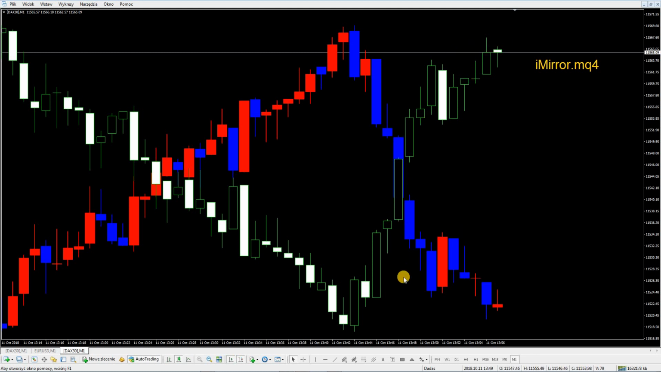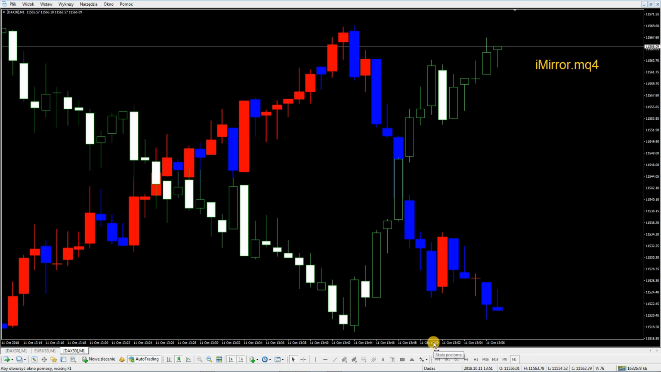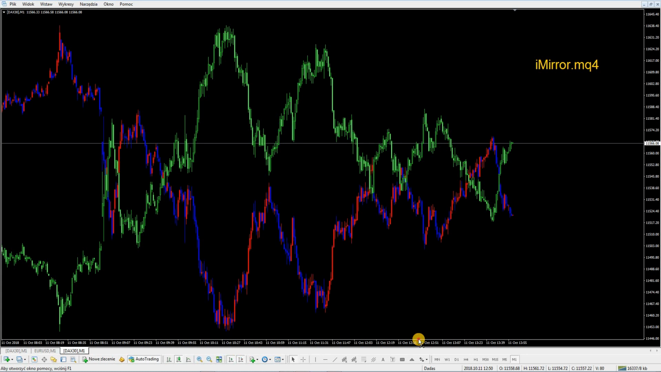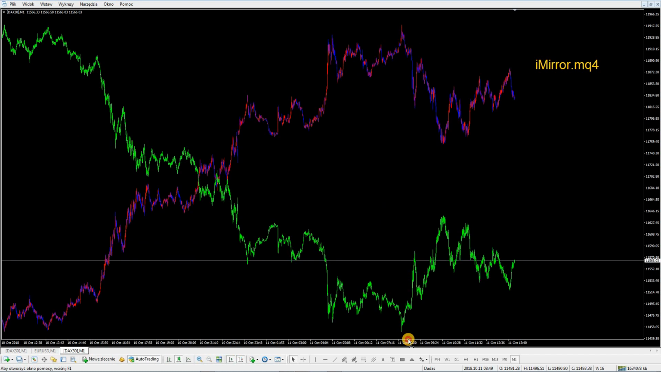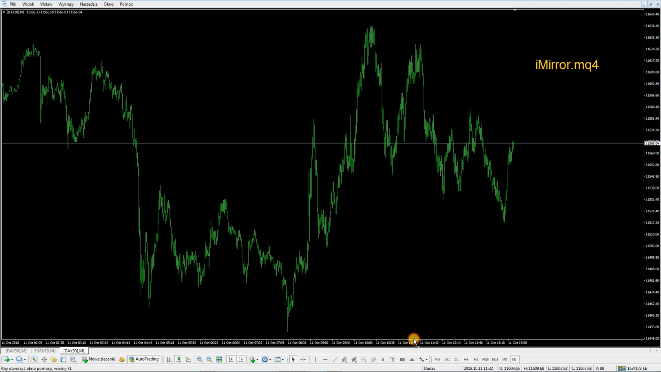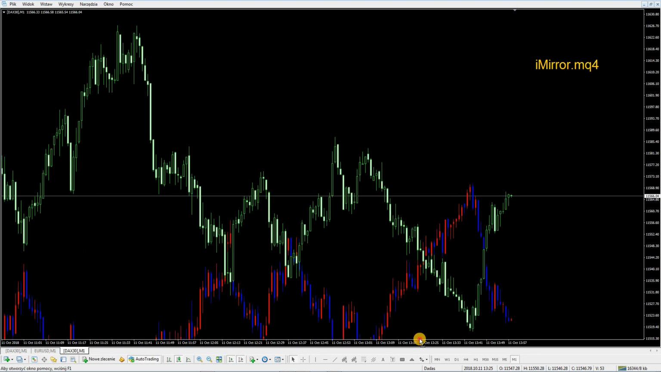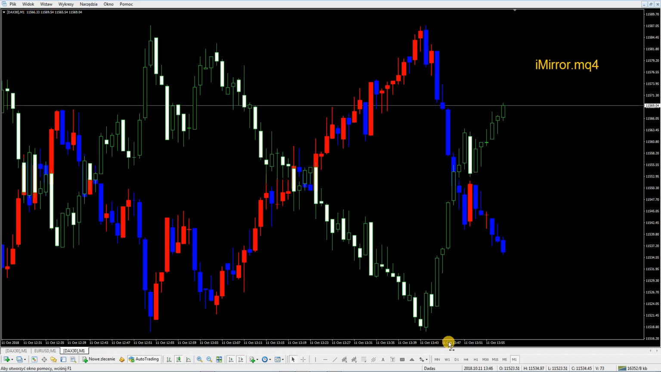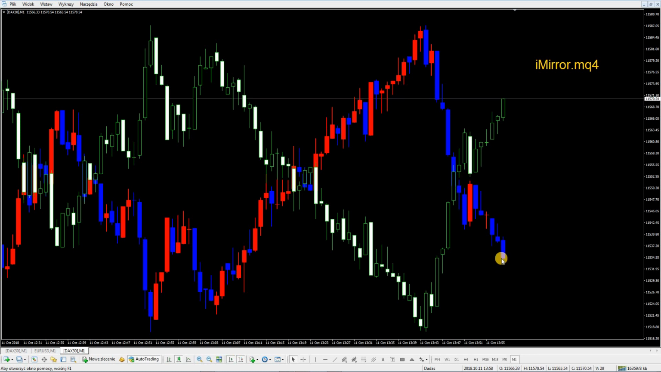Additionally, as you see, this is something I wrote, or let's say I tweaked the code a little bit, so that we have an automatic width adjustment. So the width adjusts as we change the zoom. The actual width of the candles adjusts to the actual width of the real candles.